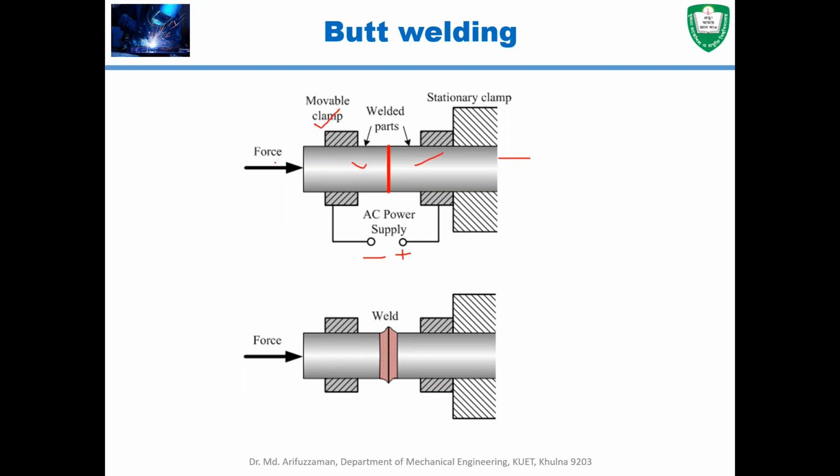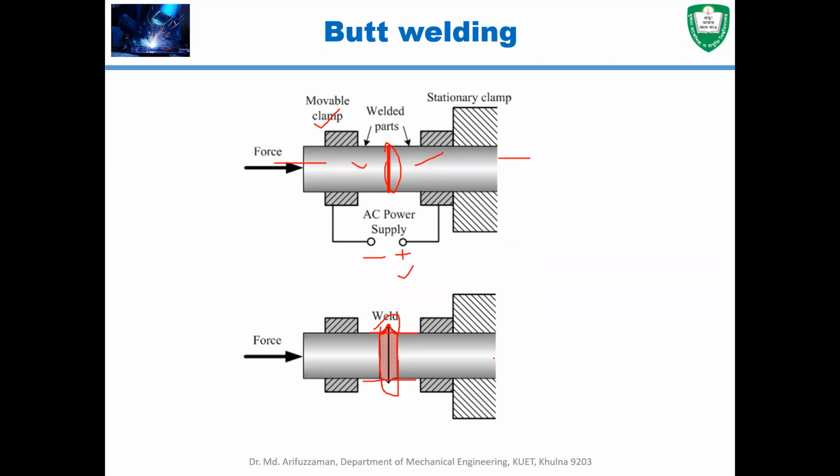Using the movable clamp, you apply the force and then you turn on the electricity. Then, because of the air gap between the workpieces, there will be heat generated and material will be melted, and then due to the application of force, the material will get joined together in this location, and the final joint will look like this. Since the material has reached its plastic state, sometimes bumps are produced, which can be machined later. Very simple type of welding.